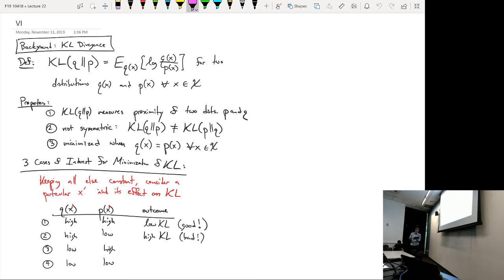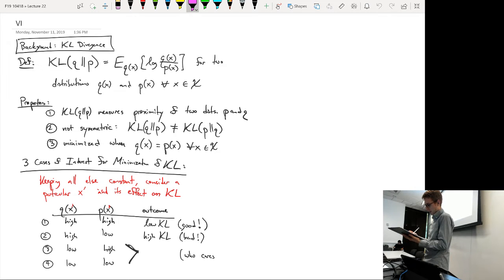Okay, so the last case is for both of these, because if Q of x prime is low, we don't actually care what P of x prime is, because it basically just doesn't have much effect on KL at all. So we could just say, who cares? Because in this case, it's essentially going to have no effect.